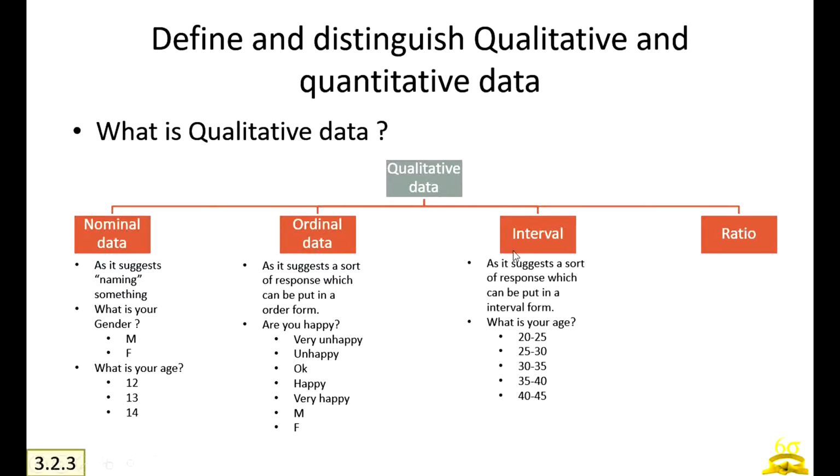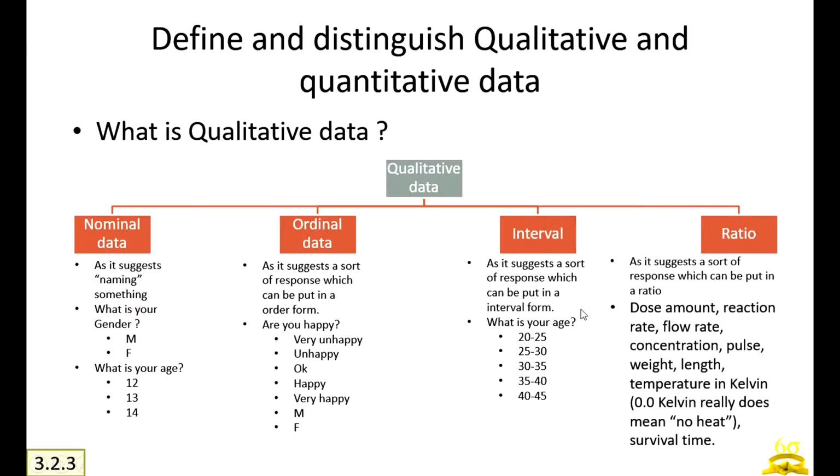You can also have an interval data. Interval data is a sort of response which can be put in an interval form. For example, what is your age, right? 20, 25, 25 to 30, some sort of this. So this is another sort of interval.